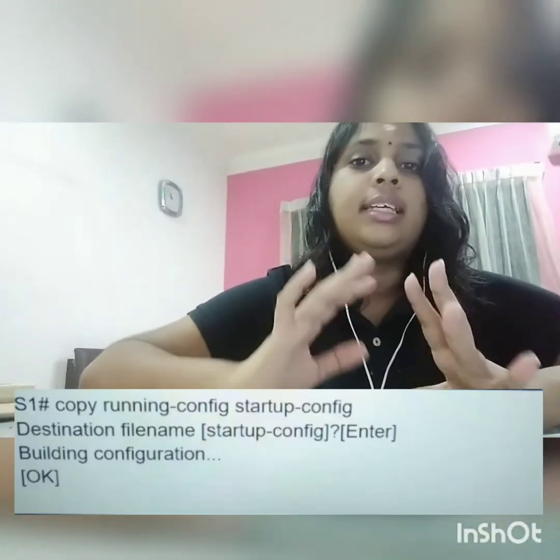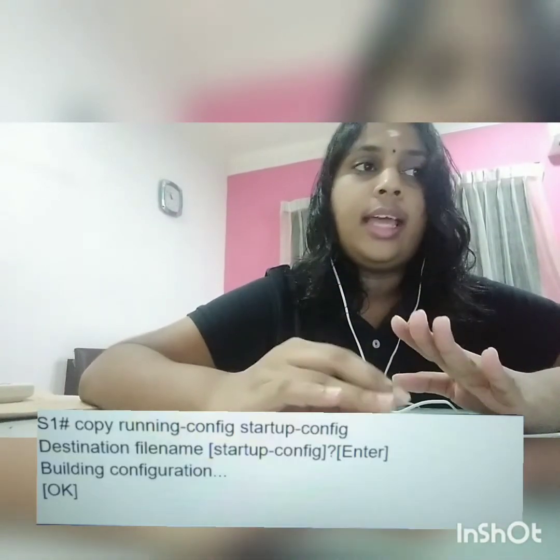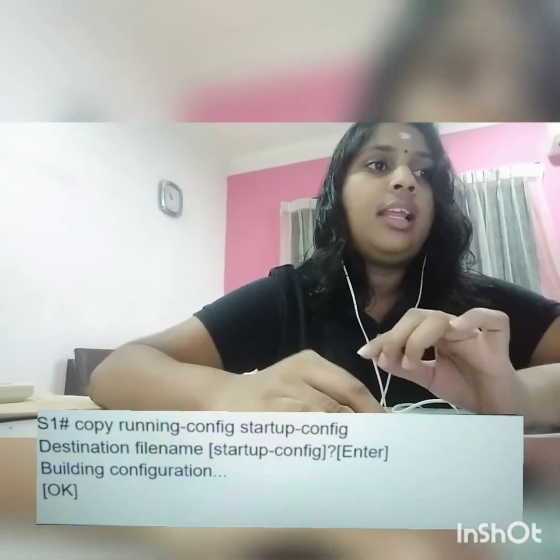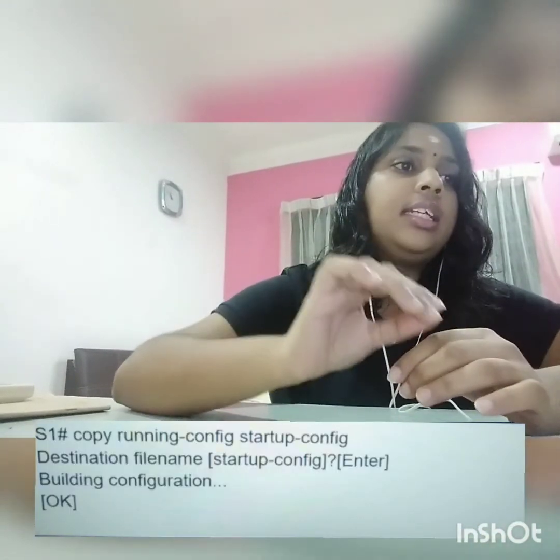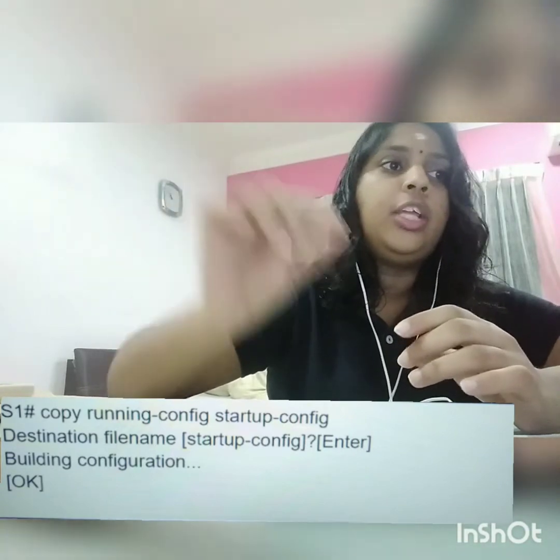And number 3 is the command. The command is like this: S1# copy running-config startup-config and enter. If you press enter, it will show Destination filename [startup-config]? and then enter, Building configuration. So after we press enter, that's all for the command. The next is virtual interface configuration. Configure all the router, switch and server interfaces according to the table.